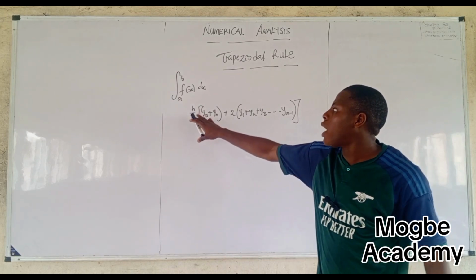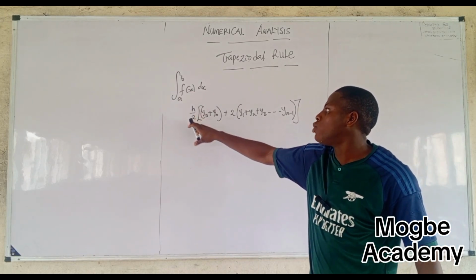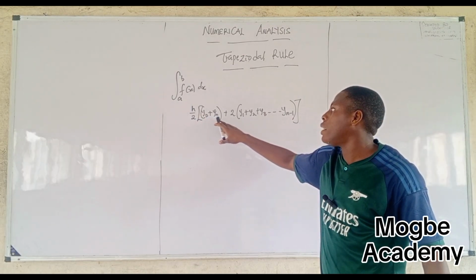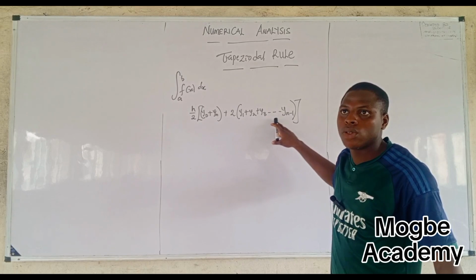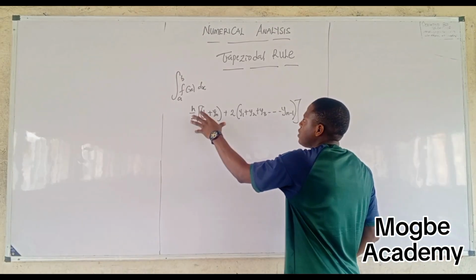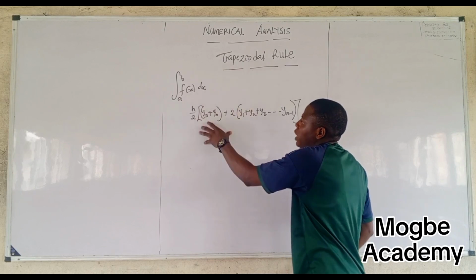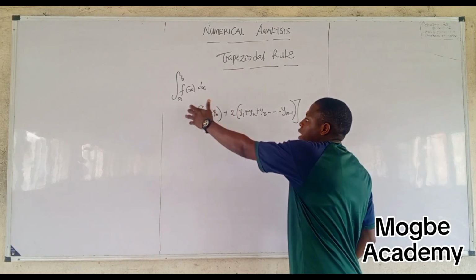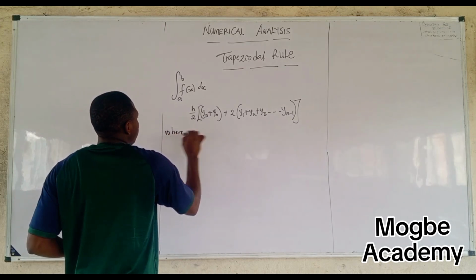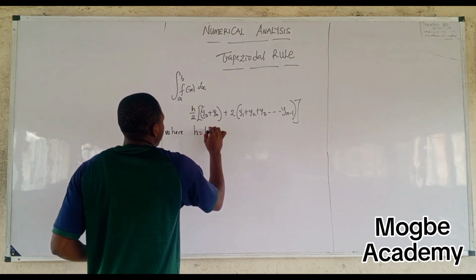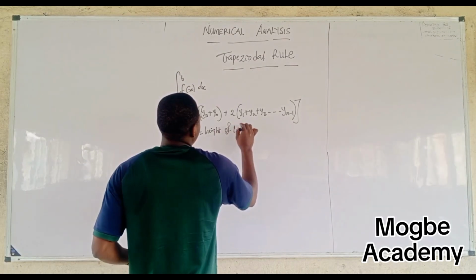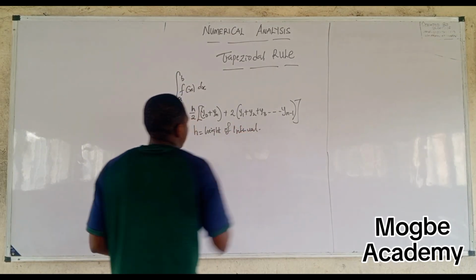Basically, we have h over 2, then the parameters y0, yn, y1, y2 to yn minus 1. Are we together? Now, if you have this in your trapezoidal formula, the first thing that comes to your mind is, what is the h here? Your h here simply stands for the height of your interval.